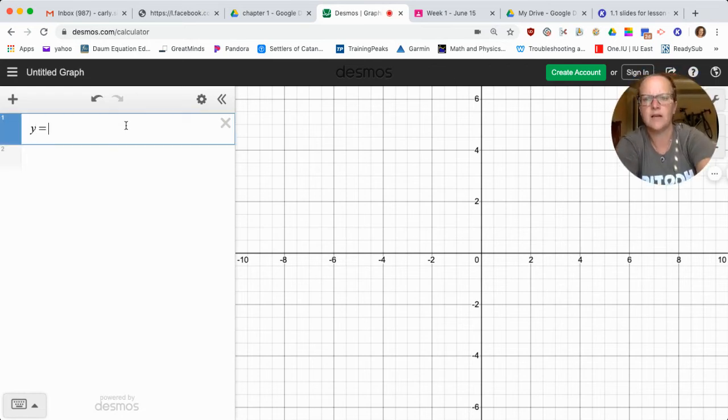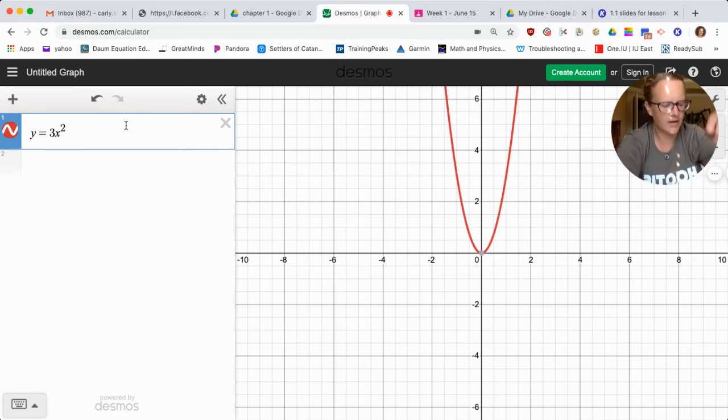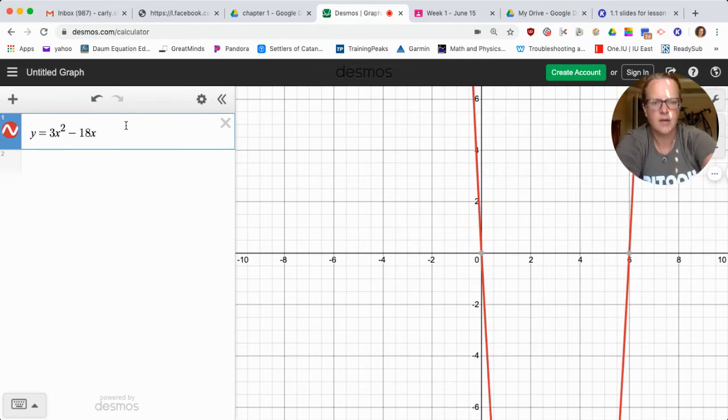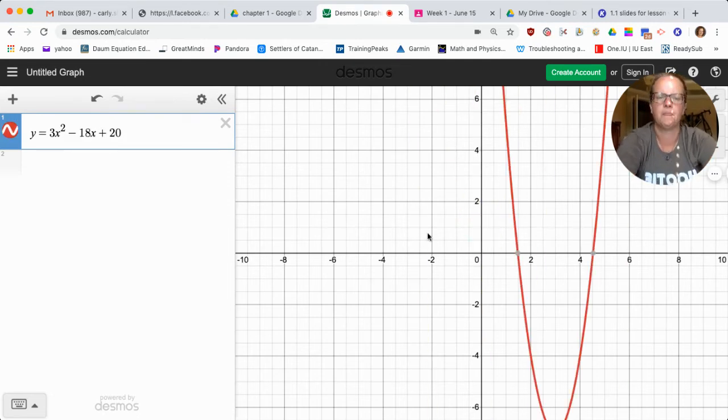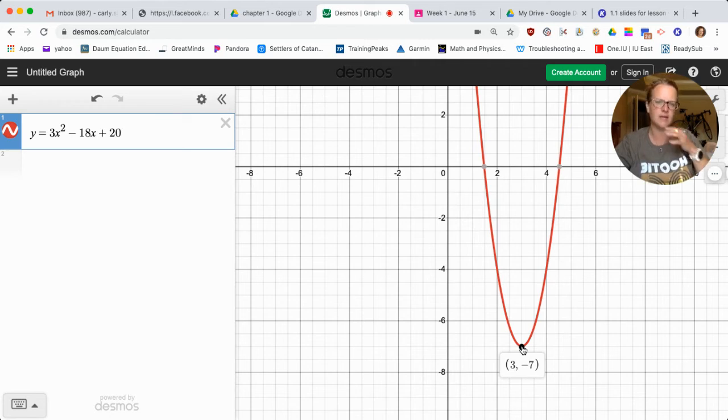Type this in, y equals 3x squared minus 18x plus 20. You guys can practice this along with me. I'm going to move this around, and we knew that it was going to be a minimum, but on Desmos, all I have to do is type it in, and I see that my minimum is (3, negative 7).